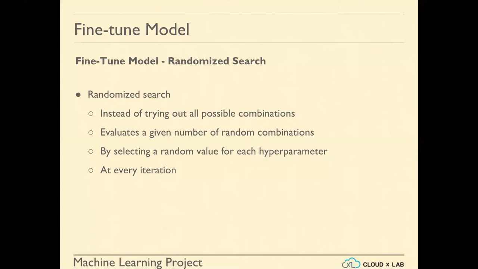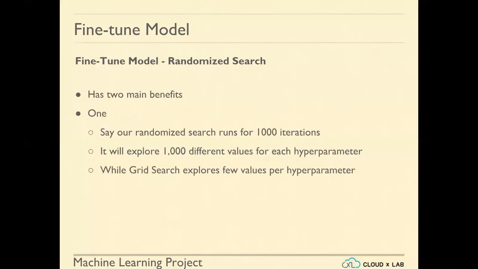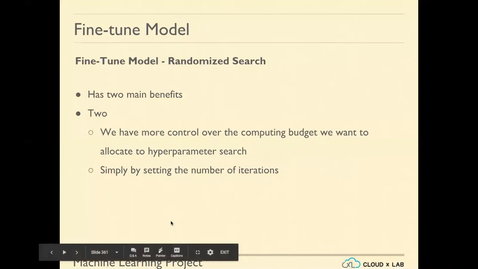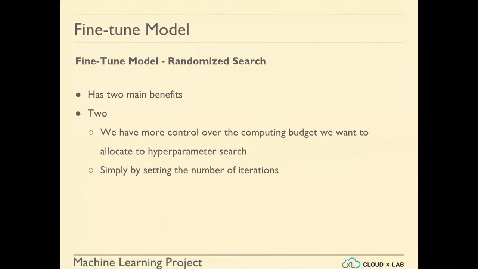at every iteration. And we can just fix the number of iterations that we want to run. So say our randomized search runs for 1,000 iterations. It will explore 1,000 different values for each hyperparameter, while grid search explores few values per hyperparameter. The randomized search could actually explore far more values. Okay, so it has more control over the computing budget you want to allocate for hyperparameter search, and we can just set the number of iterations.